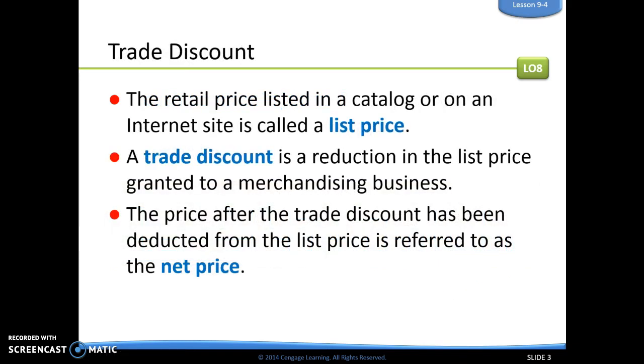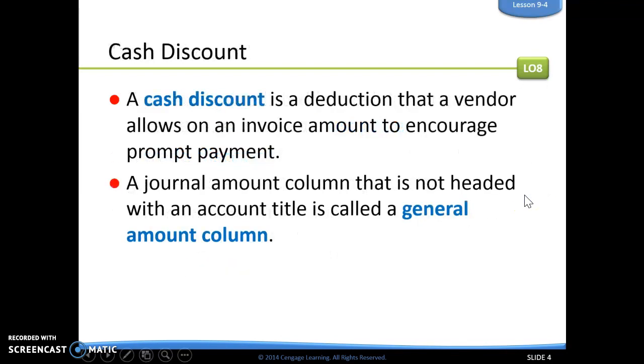Okay, trade discount. A list price is the retail price that is listed in a catalog or on an internet site. A trade discount is a reduction in that list price granted to a merchandising business. So sometimes we might give merchandising businesses a lower cost, and that we would call the trade discount. The net price is simply the price after the trade discount has been deducted from the list price.